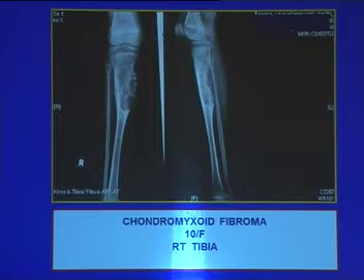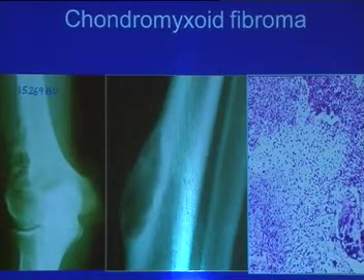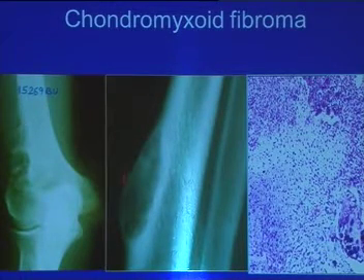The next is chondromyxoid fibroma, and we saw a lot of these yesterday. These tumors are often on the cortex and have a little bubbly appearance. They are in the metaphysis, and this is one such tumor in a 10-year-old girl. We have seen huge chondromyxoid fibromas and all the varieties. This is one which was restricted to the cortex.